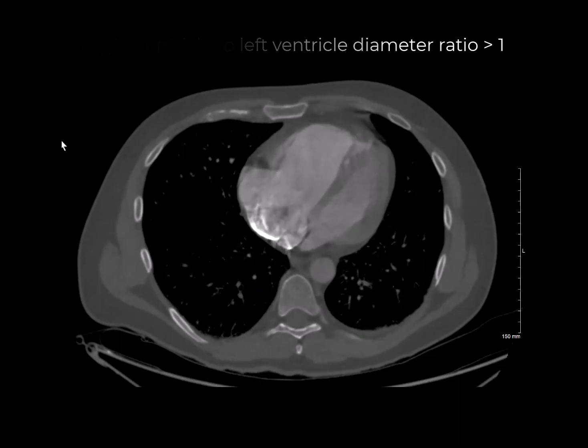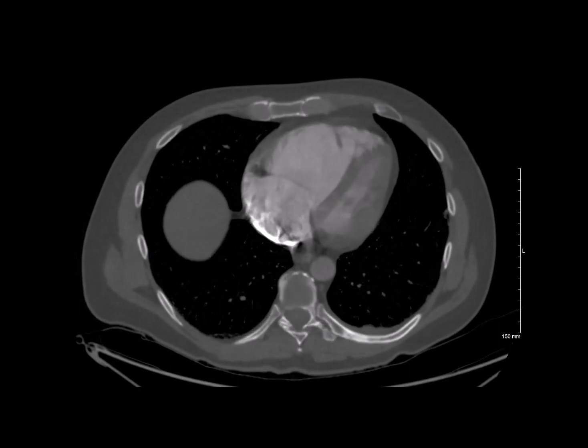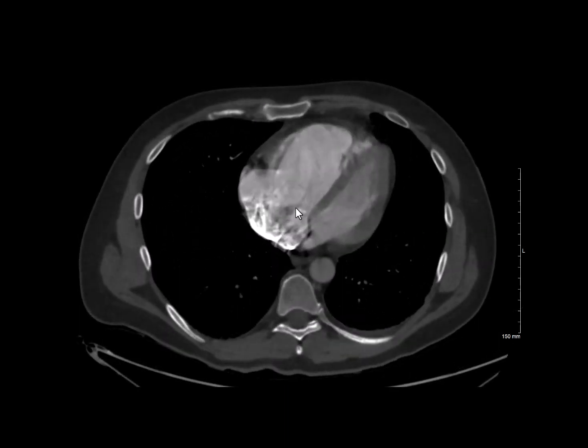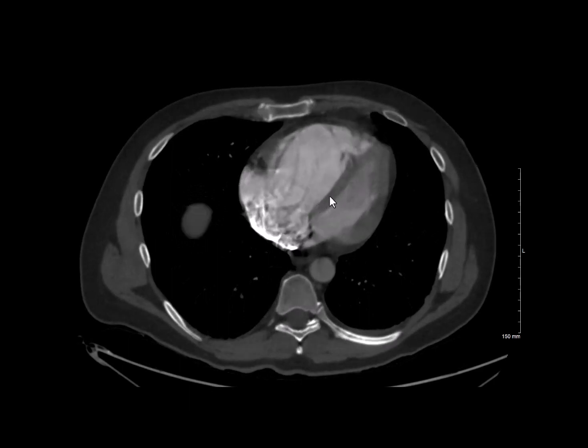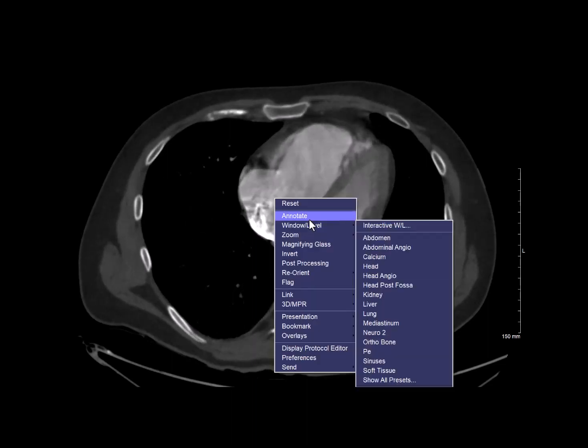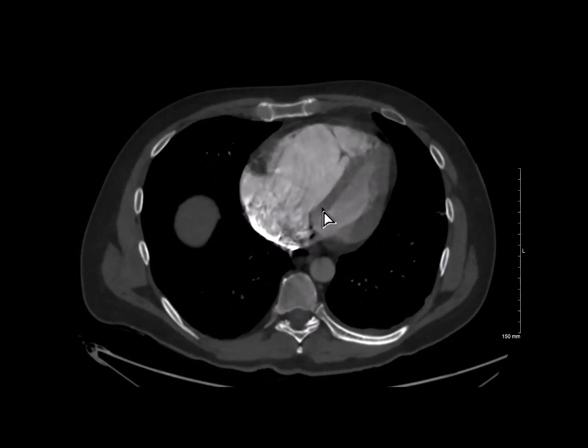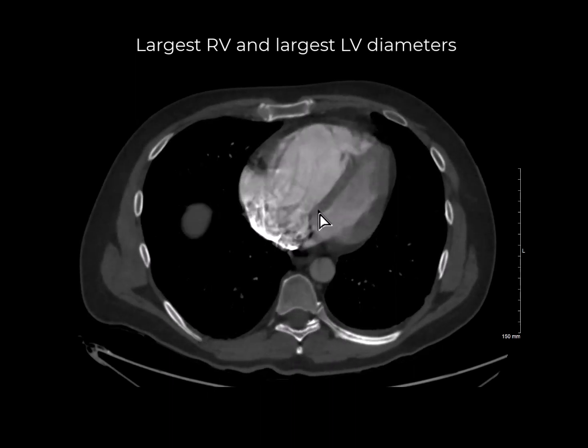So the key factors that we need to take into account here is we will use the thinner slices, window the CT so we can comfortably determine the difference between the blood pool and the myocardium, and we'll be measuring with our ruler. Key point is we're measuring the largest diameter that we can find in the right ventricle with the largest diameter we can find in the left ventricle.